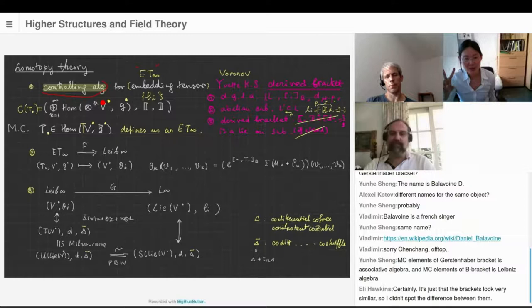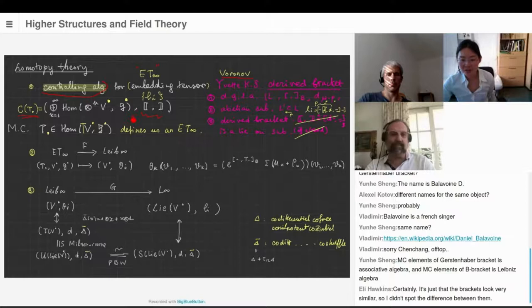Instead of Lie algebra, we say it's L-infinity algebra. Right, then we still ask all these T's going from V dot to G dot. And G dot, the L-infinity algebra, has a representation up to homotopy on V dot. And we form this, a graded version of this controlling algebra. And we obtain this, instead of this derived bracket, we use this higher derived bracket by Voronov. We got an L-infinity algebra as the controlling algebra.